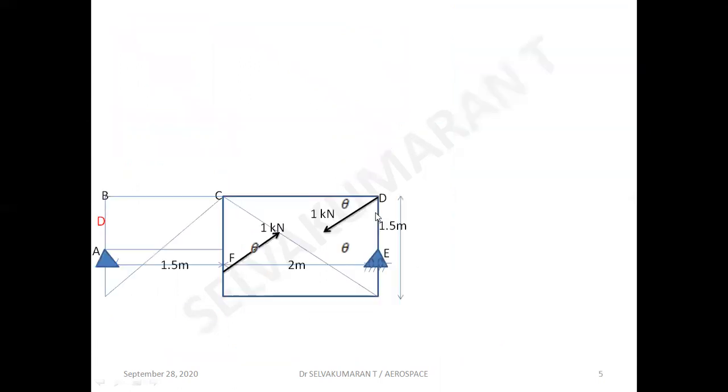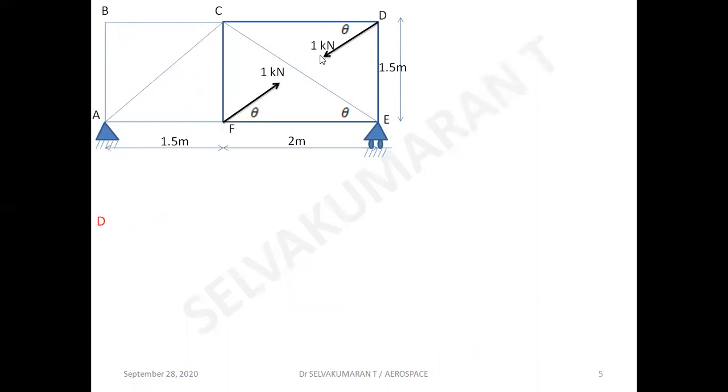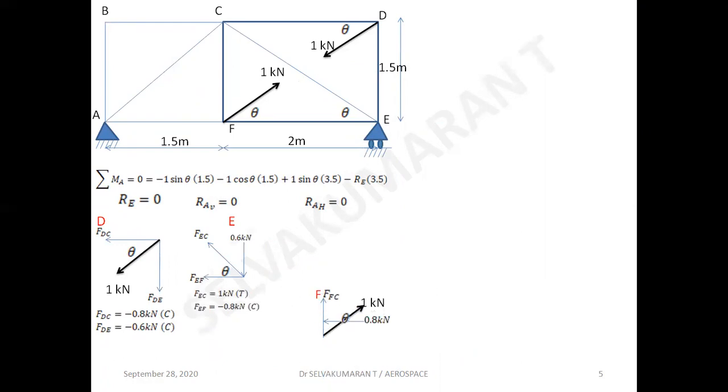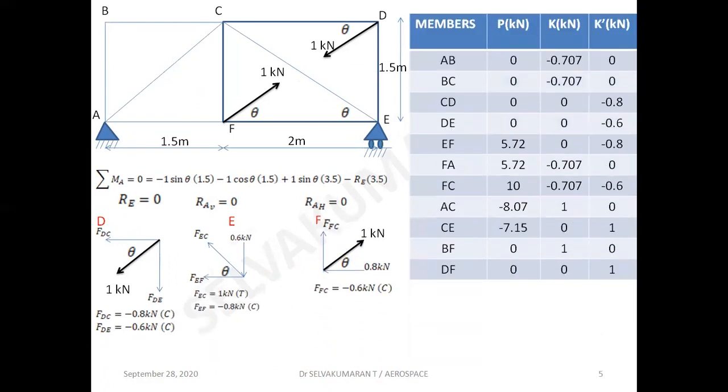Now, introduce a unit load in the DF member, remove the DF member, find out the support reactions and member forces by taking the individual joints and enter them in the column K dash.